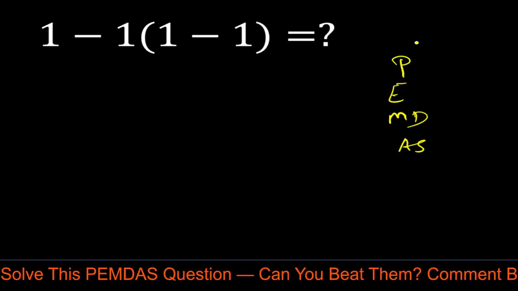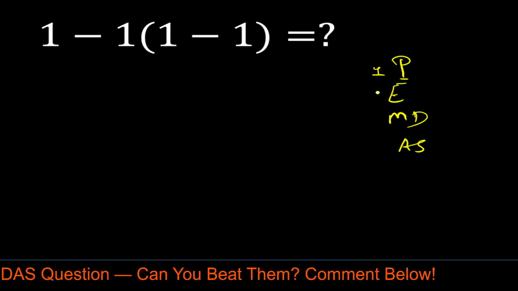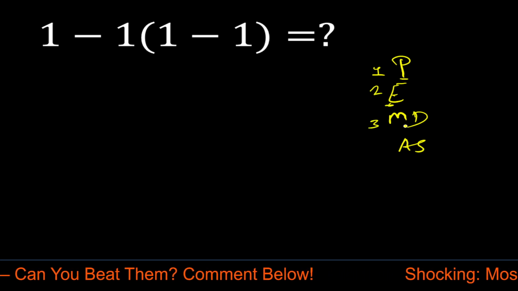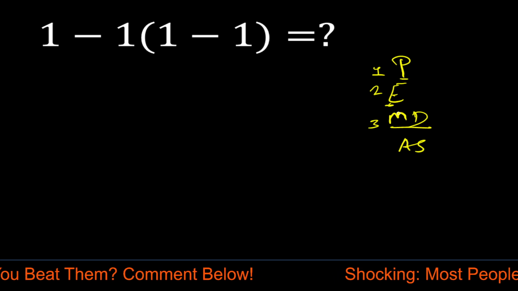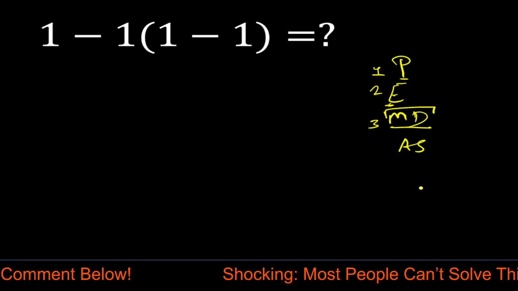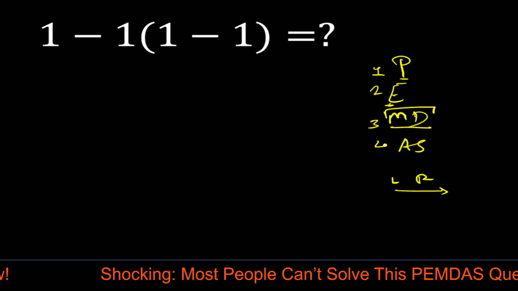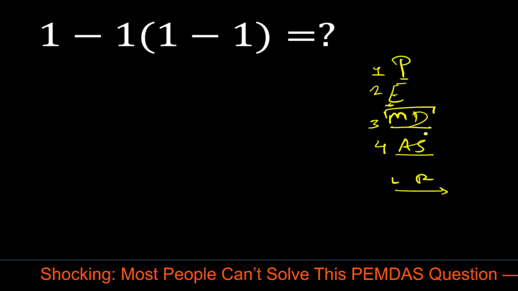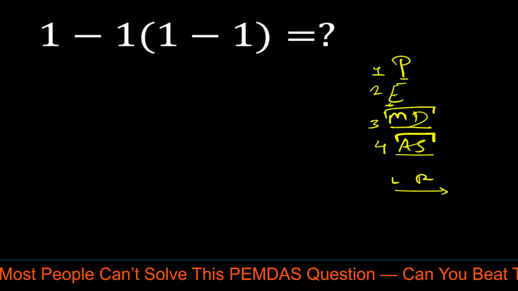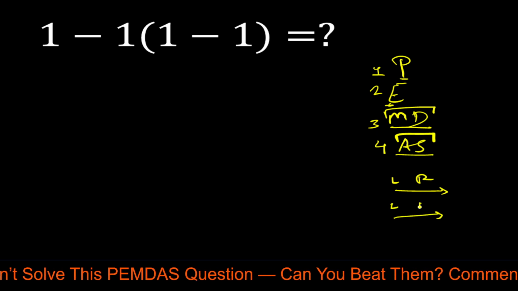PEMDAS. According to PEMDAS rule, first priority is parentheses, then second priority is exponents, then third priority is multiplication and division. Here multiplication and division both have equal priority, so we have to solve it from left to right. Then fourth and last priority is addition and subtraction. Also addition and subtraction both have equal priority, so we have to solve it from left to right.